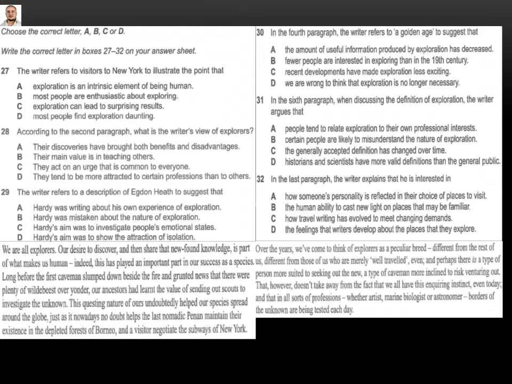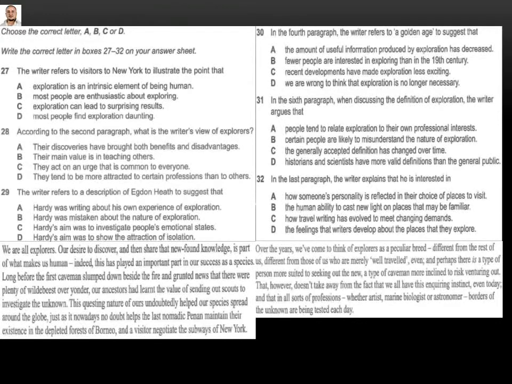A says exploration is an intrinsic element of being a human, and we have here in the fifth line, this questing nature of ours undoubtedly helped our species spread around the globe. So 27 will be A.